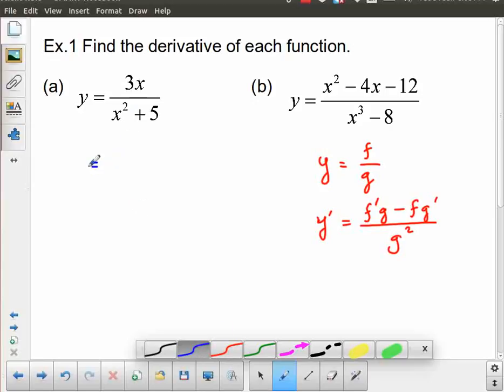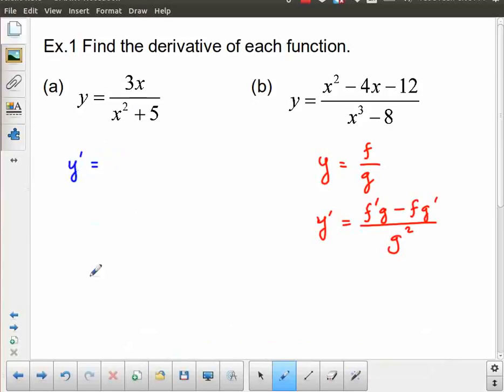So we're going to do the same thing here. The derivative, y prime, is the derivative of the numerator. The derivative of 3x is simply equal to 3 times the denominator, unchanged, x squared plus 5, minus the numerator unchanged, 3x, times the derivative of the denominator.